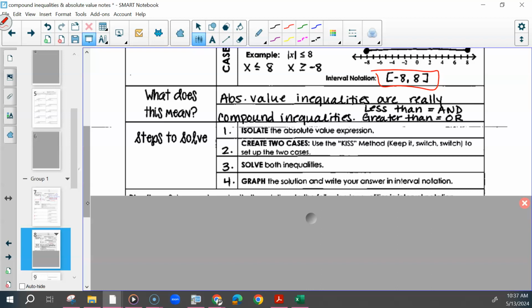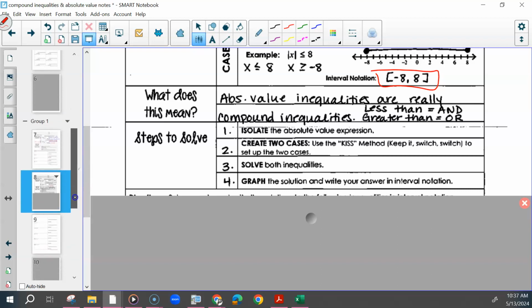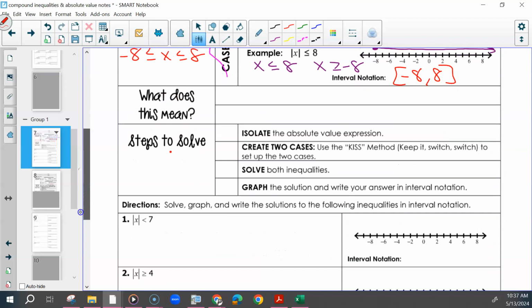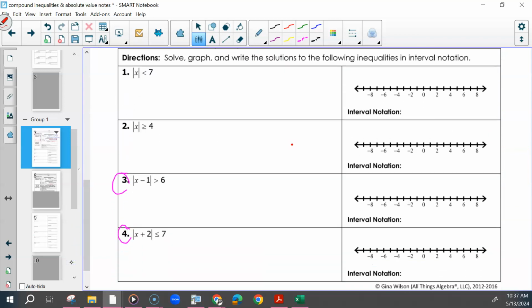So then let's look at 3 and 4. We'll do both if you want. We'll start with just doing one. Let's look at number 3. If you remember that greater than or equal to is "or," and less than or equal to is "and," that will benefit you. But if you don't remember that, you could just solve it and then graph it and see what that does also.